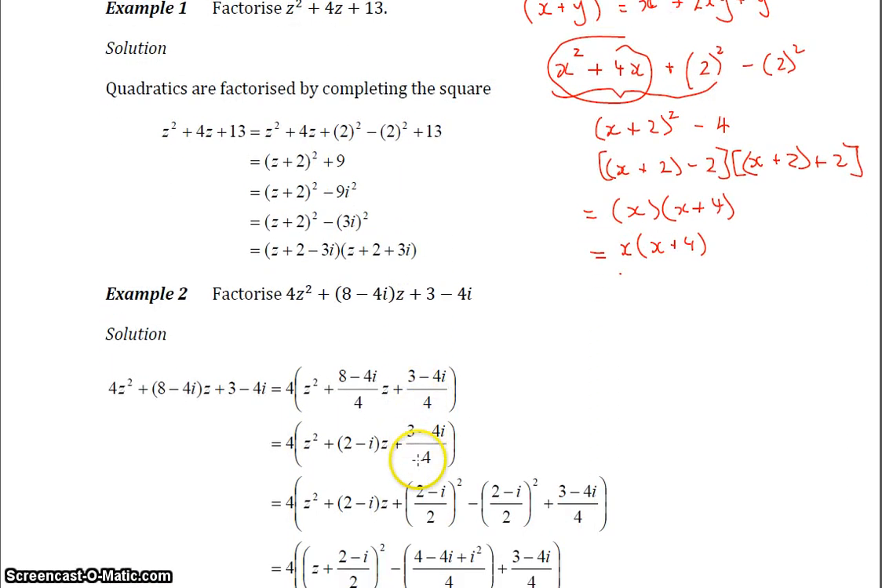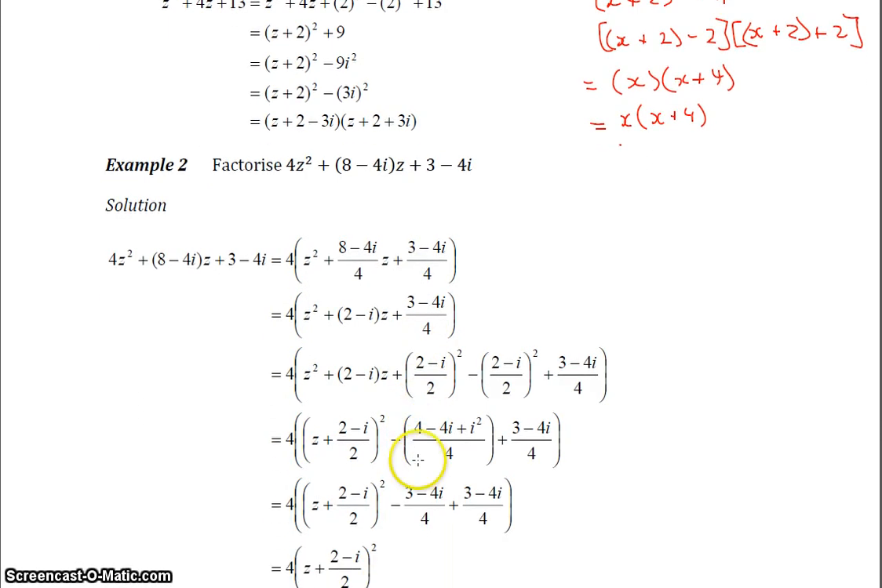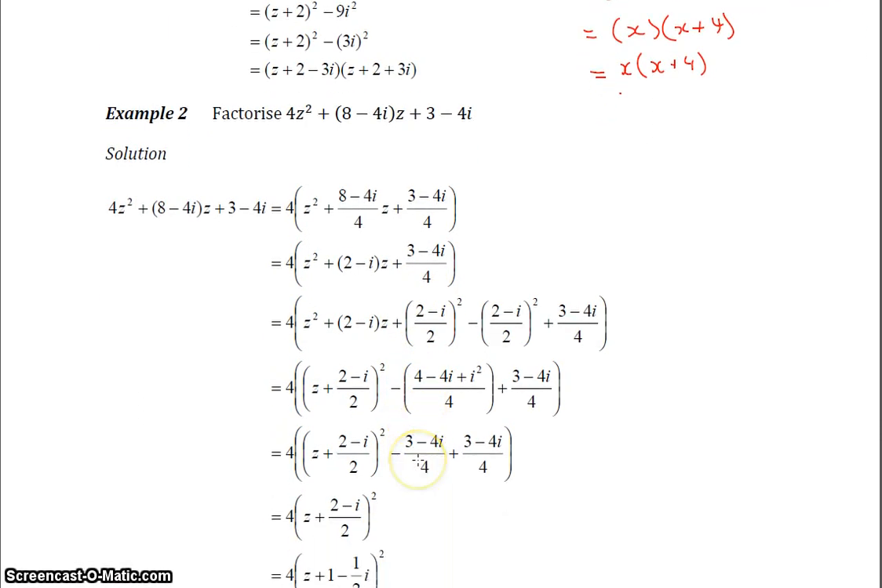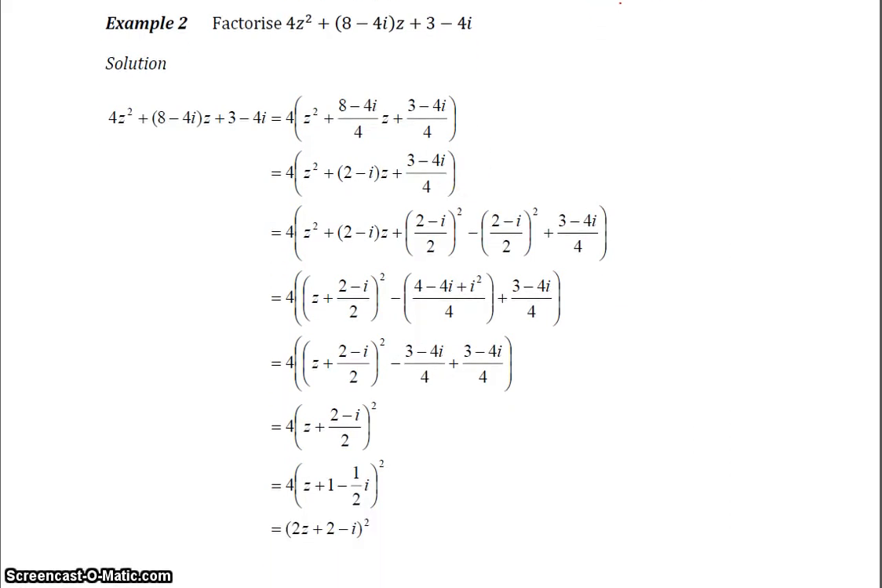This one is a little bit more complicated because our coefficient of z is not a real number, but a complex number. Okay, so let's have a look and work through that one as well. So we have 4z squared plus (8 - 4i) times z plus (3 - 4i). So our coefficient of z is a complex number and our constant term is a complex number.